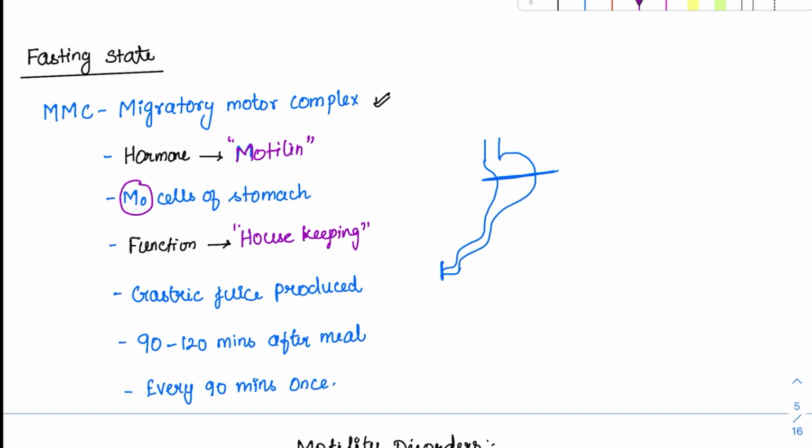So even in the fasting state, the gastric juice is produced. Even in the migratory motor complex, the gastric juice is produced. Why does gastric juice have to be produced? It will help for more cleaning of the stomach. So the gastric juice is produced even in the fasting state.